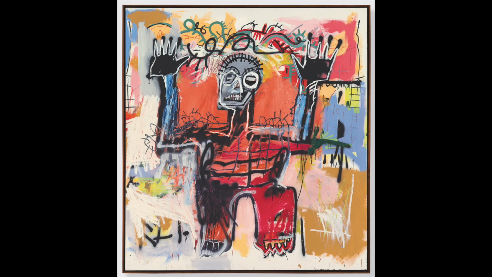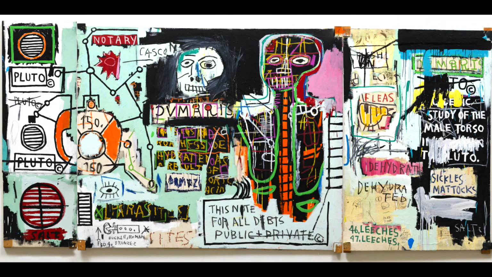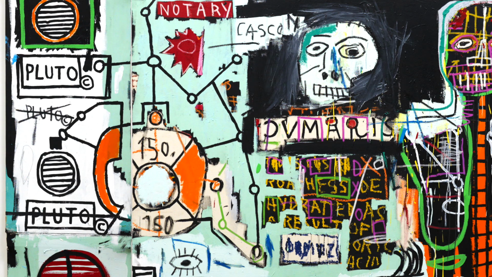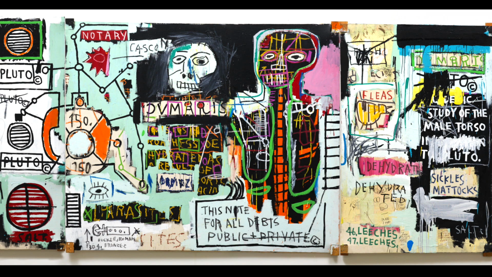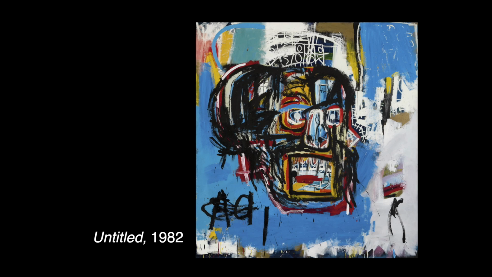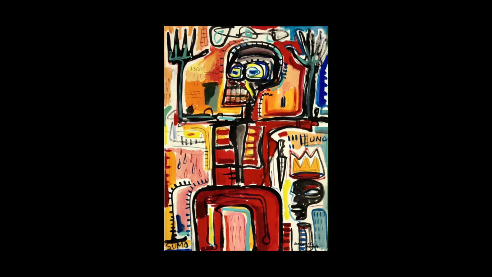Basquiat's color palette is vibrant and bold with a wide range of hues. Bright yellows, blues, reds, and greens create a visual spectacle that draws attention. The colors reflect his emotions, with fiery reds representing passion and energy, while cooler blues evoke a sense of sadness or reflection. Basquiat's mastery of color adds depth and intensity, drawing us further into his world.